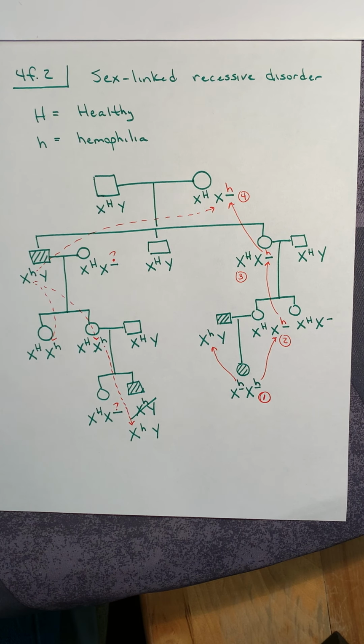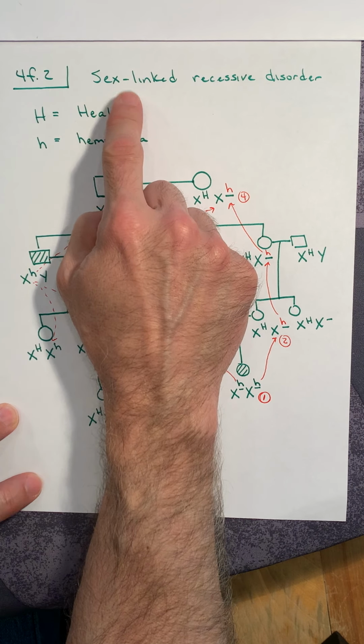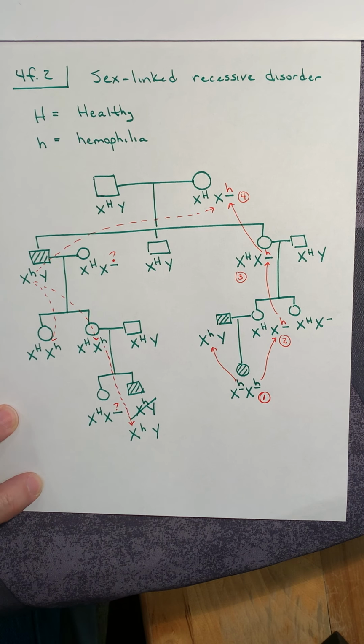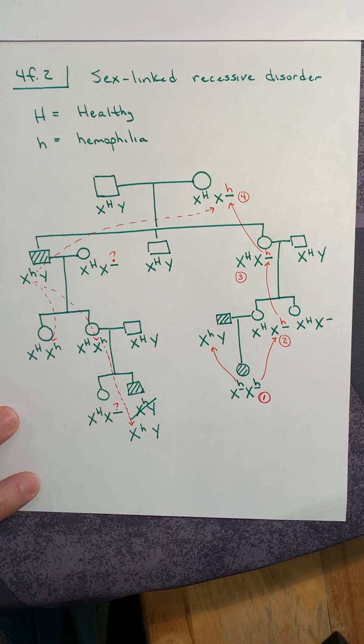So make up your own pedigree. If you want to do hemophilia, great. If you prefer color blindness, that's fine too. It just needs to be a sex-linked allele and you will end up with 2 pedigrees on 4F, one for an autosomal allele and one for a sex-linked.